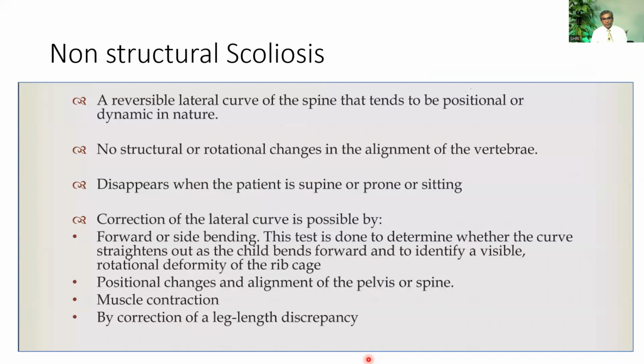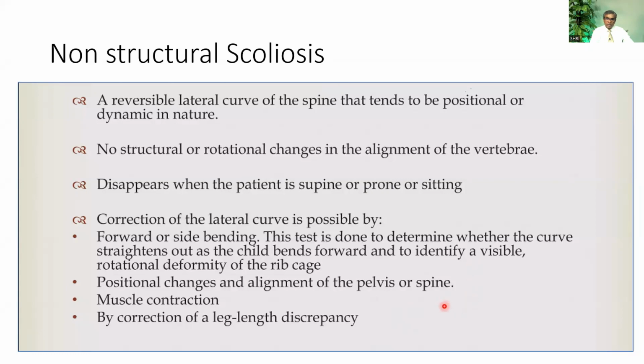Non-structural curves are reversible lateral curves of the spine that tend to be positional or dynamic in nature. In non-structural curves, there are no rotational changes in the vertebrae, so it will be just lateral curves. When you adjust the position, or when the patient goes into supine, prone or sitting positions, these curves disappear. So correction of the lateral curve in non-structural scoliosis is possible with forward bending, like in the Adams forward bending test, or by positional changes of the spine or the pelvis.